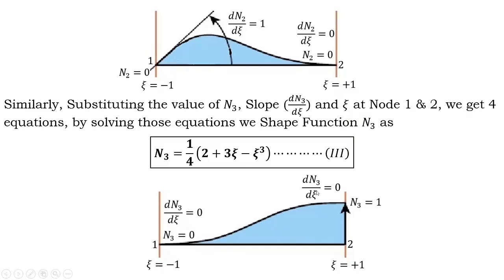Similarly, when I come to the slope dn3 divided by d zeta, that slope is 0. Therefore I don't have any slope at node number 2. Similarly, dn3 divided by d zeta, that is the slope, is 0 at node number 1. Therefore this is a curve approaching the baseline.